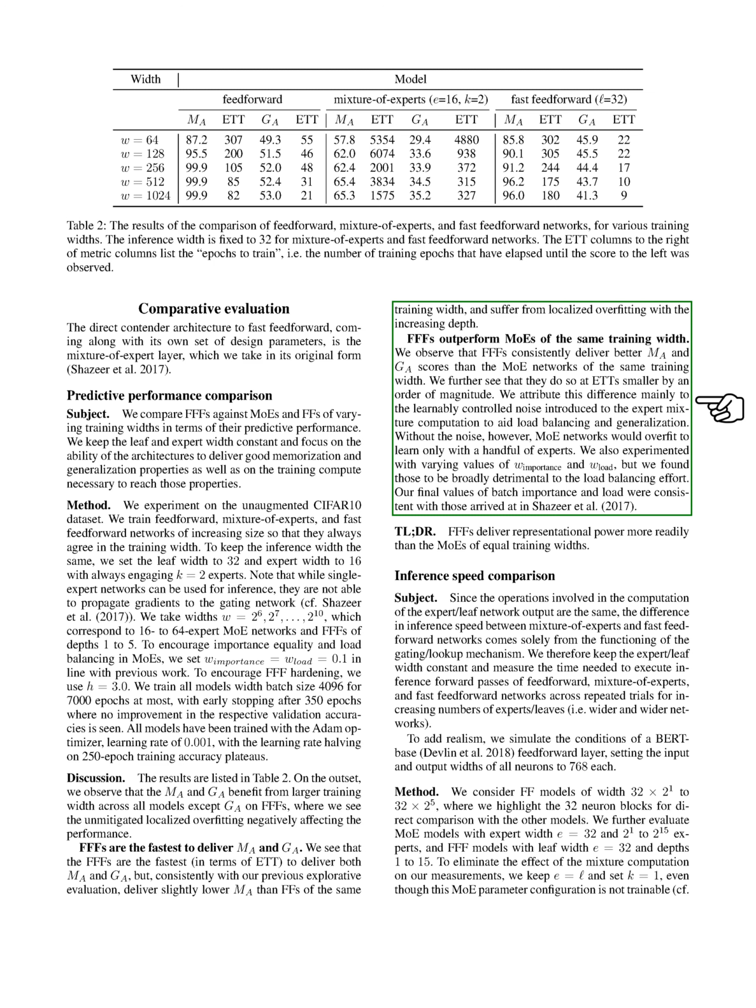Interestingly, FFFs outperformed MoEs of the same training width. They consistently delivered better M_A and G_A scores than the MoE networks and did so in less time. We believe this is primarily due to the controlled noise introduced to the expert mixture computation, which helped with load balancing and generalization. Without this noise, MoE networks would overfit and learn only with a few experts.